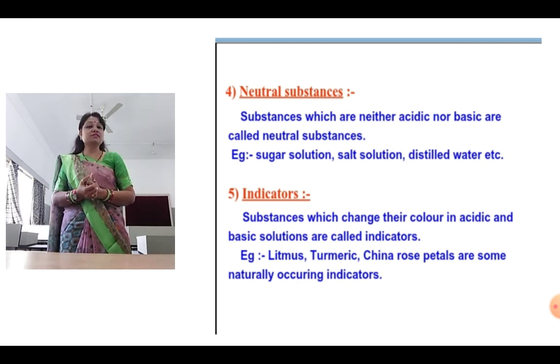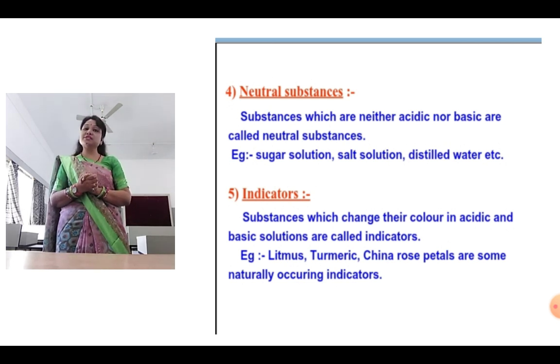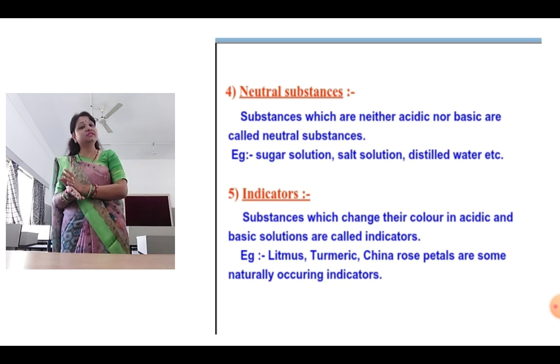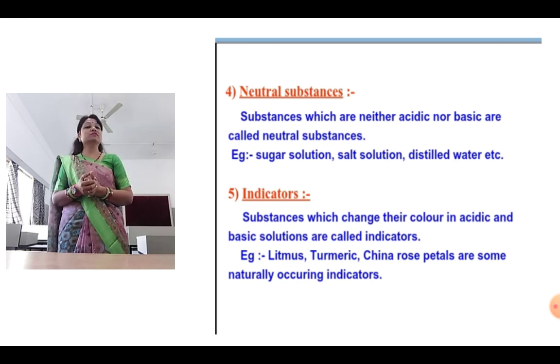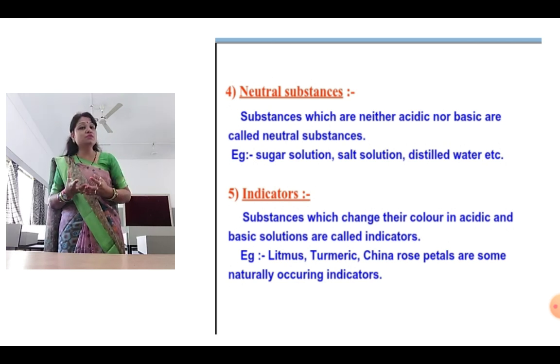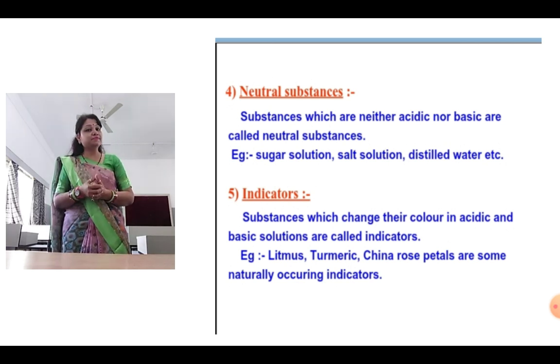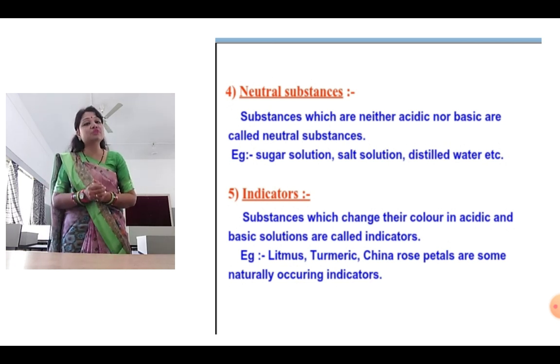You have done the activity of tasting also. After tasting the edible substances, you concluded that some are acidic, some are basic. Now those substances which are neither acidic nor basic are called neutral substances. For example, sugar solution, salt solution, distilled water, because if you taste them, they are neither acidic nor basic. So, they are neutral ones.